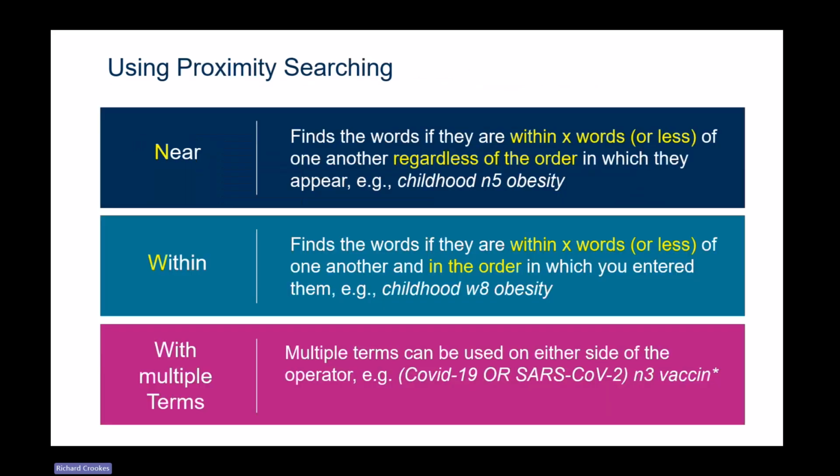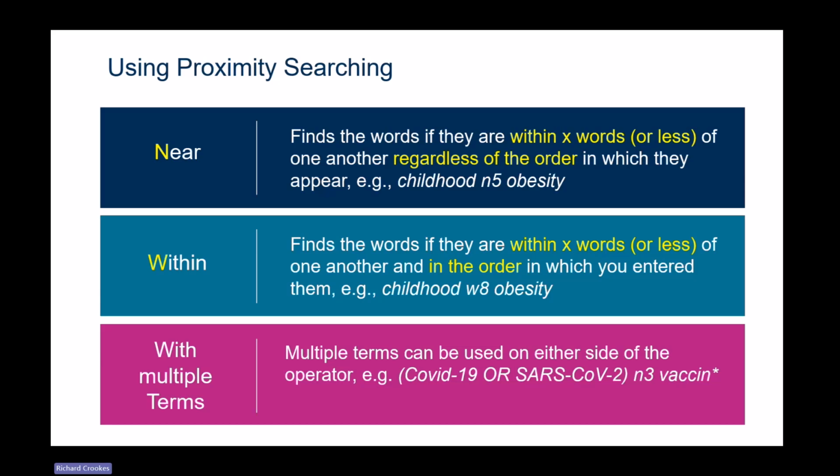And before we go to the live demonstration, I want to clarify the use of proximity search operators within the interface. Again, this can be applied to both CINAHL and MEDLINE. You have the near operator, which finds words if they are within a specified word range or less of one another, regardless of the order in which they appear. So childhood N5 obesity would find the word childhood within 5 words or less of obesity, as well as obesity within 5 words or less of childhood. Okay, so the number is literal.